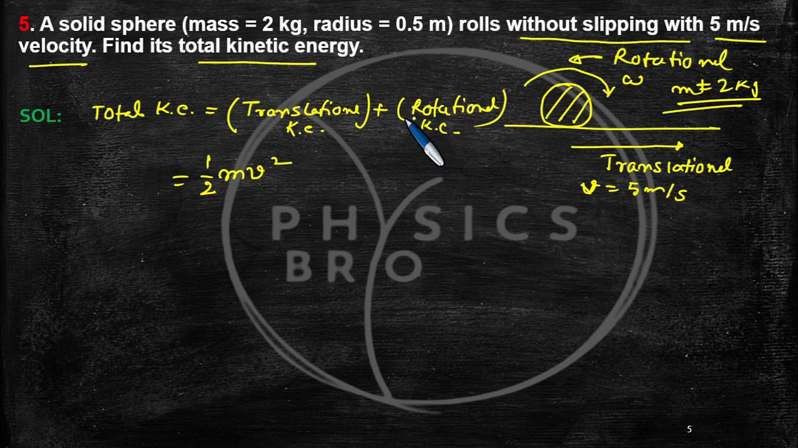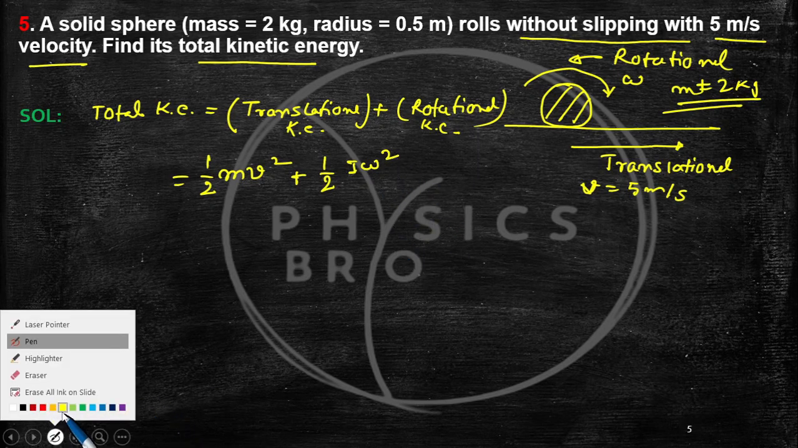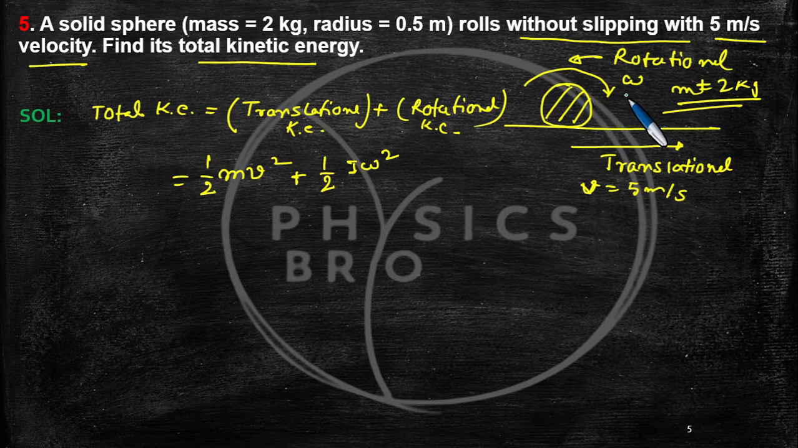Now, what will be the rotational kinetic energy? The formula says this is half I omega square. Clear? So, what is I and omega? Omega is obviously the angular velocity. And I is the moment of inertia. Clear? Okay. So we have to calculate it first.